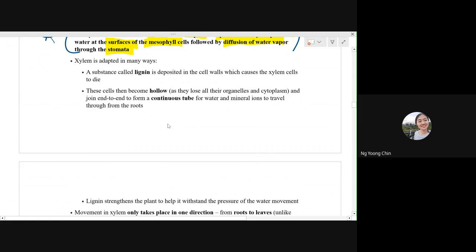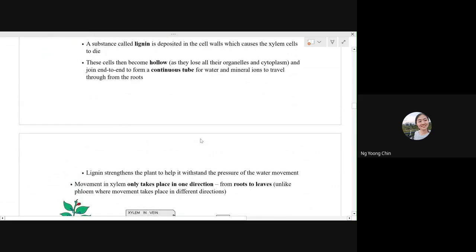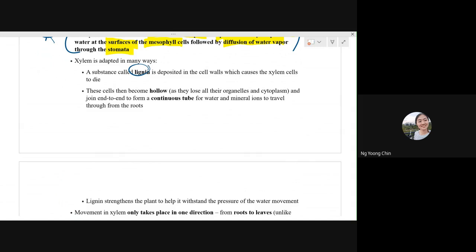For the xylem vessel, you should know about two aspects. First, you should know about their adaptations. What is meant by adaptation? Adaptation refers to the structures found in the xylem vessel. The xylem's special feature is that it contains lignin. What is meant by lignin? Lignin is found in all woody plants, because lignin is a very hard substance. The lignin is deposited on the cell wall of the xylem, so it causes the xylem vessel to die. This means that all cells containing lignin are actually dead cells.